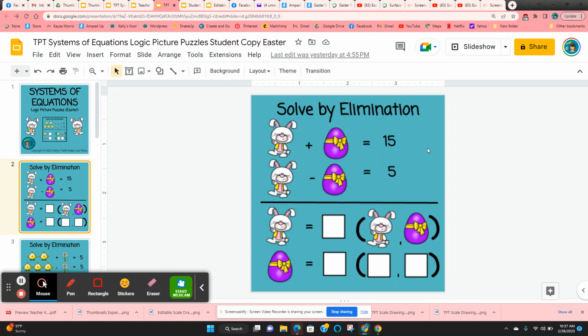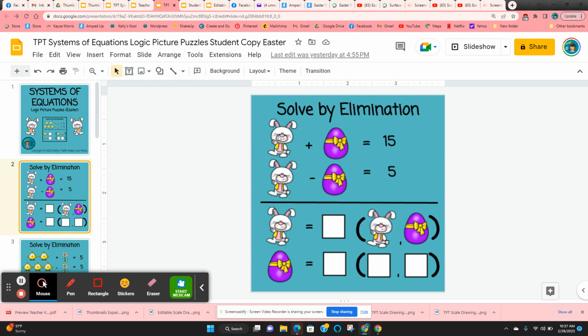So the first set of equations, they're going to solve by elimination. And they should be able to see that these two will cancel out if they add the two equations together. And so that will give them 2 rabbits, or 2x equals 20. X equals 10. So that means the rabbit is going to equal 10.